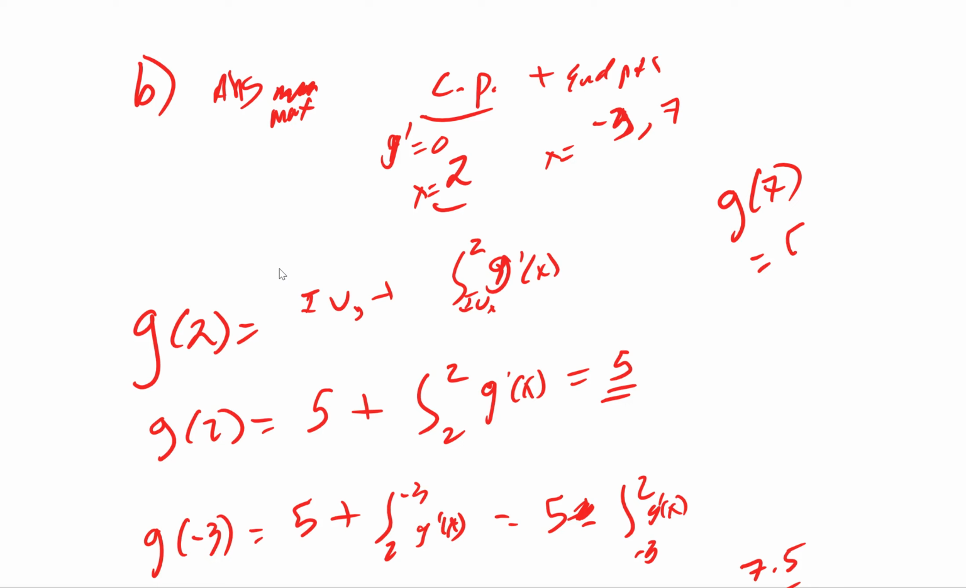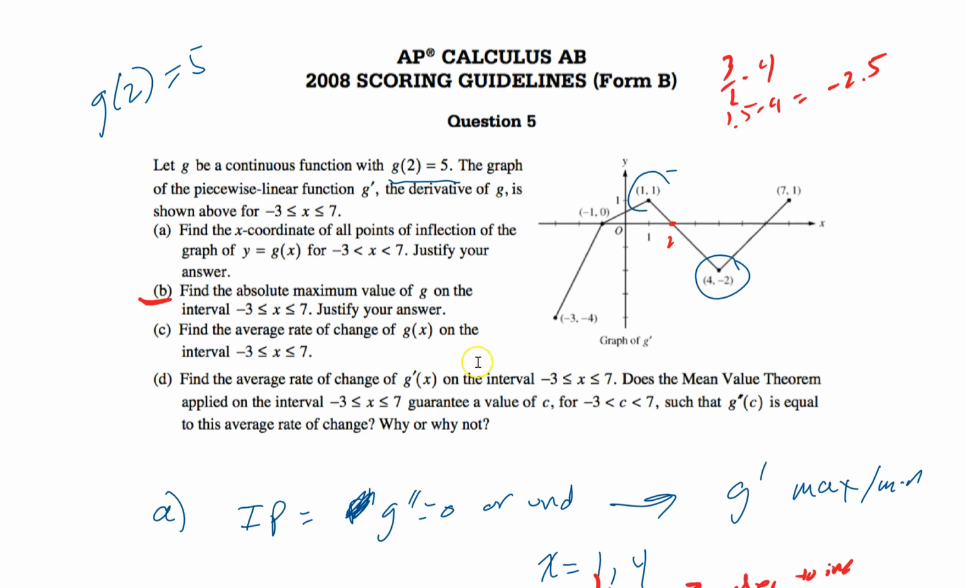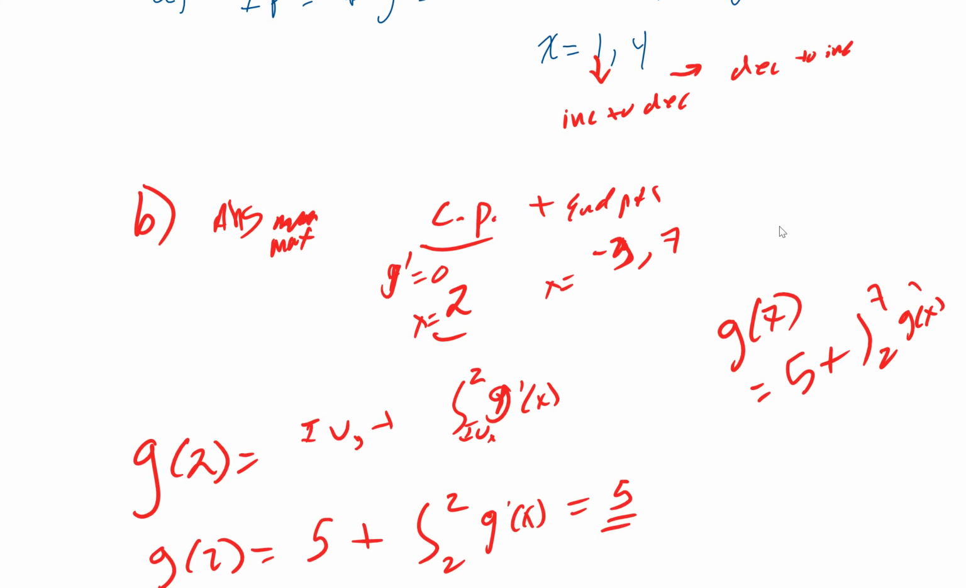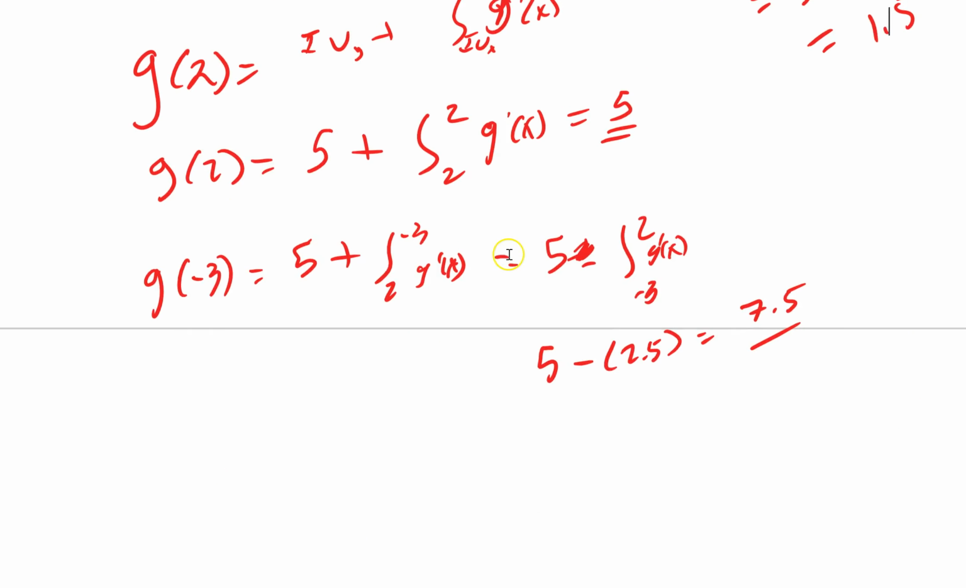That's going to be 5 plus the integral from 2 to 7 of g prime of x. From 2 to 7, you get negative 1, 2, 3, 4 times 2, so negative 8, negative 4 plus a little 1, so 1/2. So negative 3.5, and if you do that all correctly, you get 1.5. So the winner, the absolute max, is 7.5.